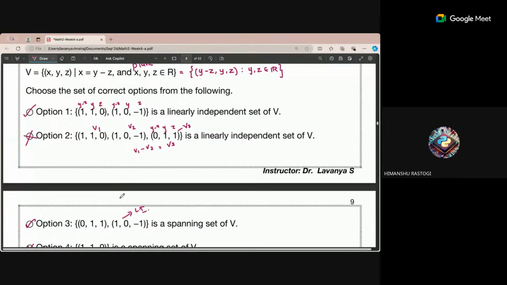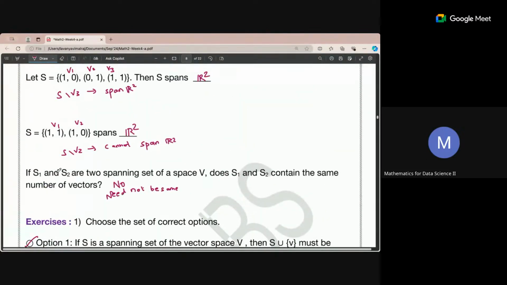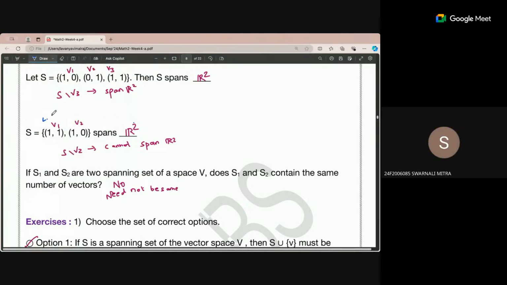So all the vectors in this set should be linearly independent. When you are talking about linear independence, you are talking about the entire set, not individual vectors. Okay, fine. What about this set? Is it a basis? Is this linearly independent? Yes. This is linearly independent. And it is also spanning. So it is a basis, right? So this is a basis.